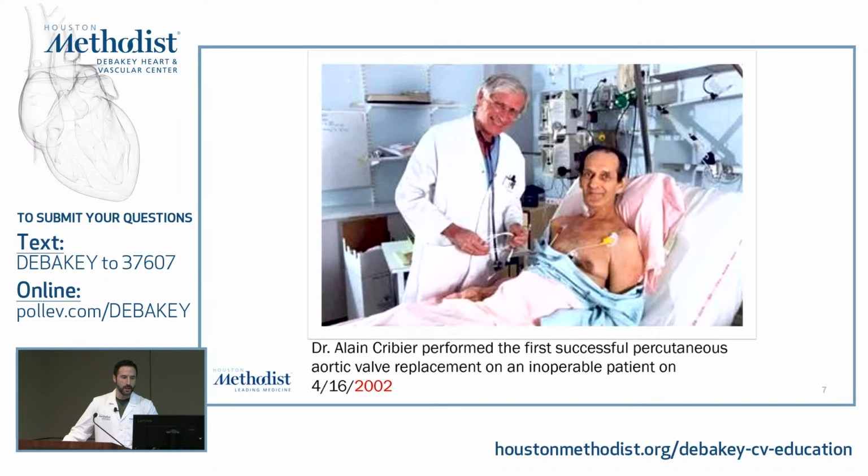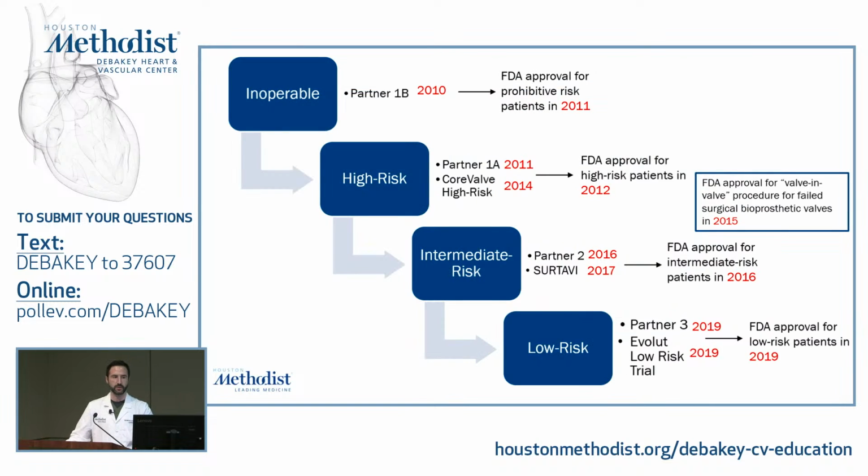This is the first TAVR that was ever performed back in 2002 by Dr. Alain Cribier. He performed the first successful percutaneous TAVR, and this was on an inoperable patient who could not get aortic valve replacement surgically. So as you can see, TAVR patient selection started from inoperable patients with the first PARTNER trials in 2010. It gained FDA approval for prohibitive risk patients, and this compared TAVR to basically medical management. And then the PARTNER trials and CoreValve high-risk trials examined TAVR versus SAVR in high-risk patients.